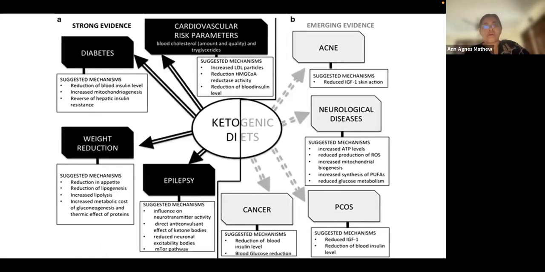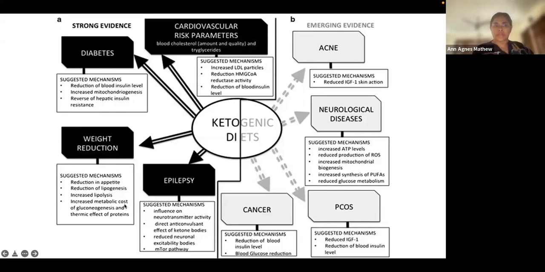So there is strong evidence. You're looking at what is strong evidence, what is weak evidence, and the gray area. There is strong evidence that it reduces cardiovascular risk parameters. How it works: by reducing HMG-CoA reductase activity, reduction of blood insulin level, and so diabetes, increased mitochondriogenesis, reversal of hepatic insulin resistance, and weight reduction.